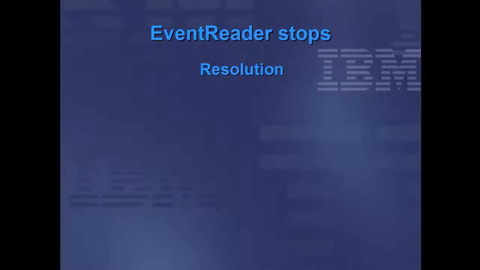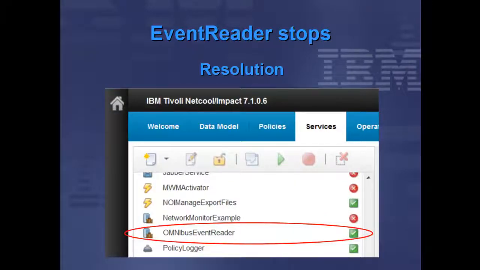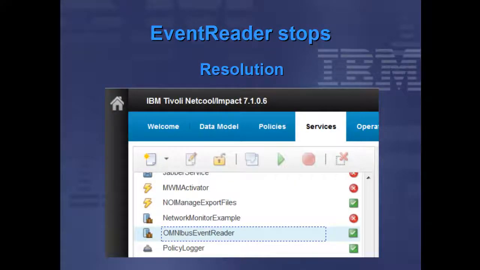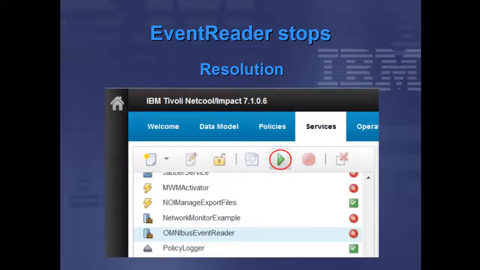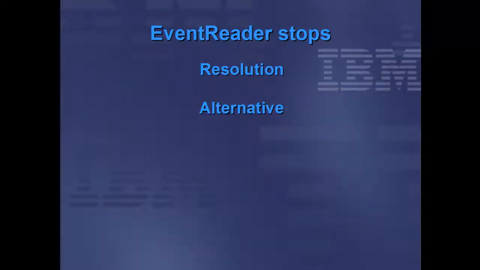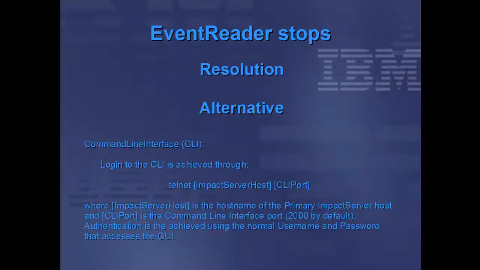The simplest solution is to manually reset the event reader state change value via the GUI. Stop the event reader, open it for edit, click the Clear State button, exit the editor, and restart the event reader. An alternate solution is to perform this operation via the command line interface.